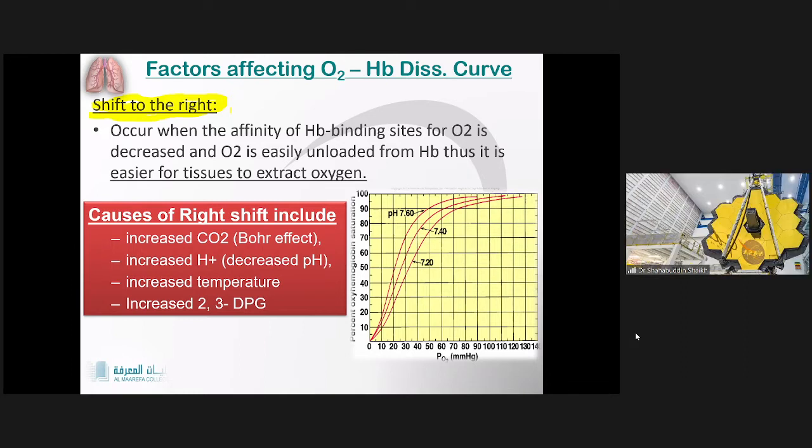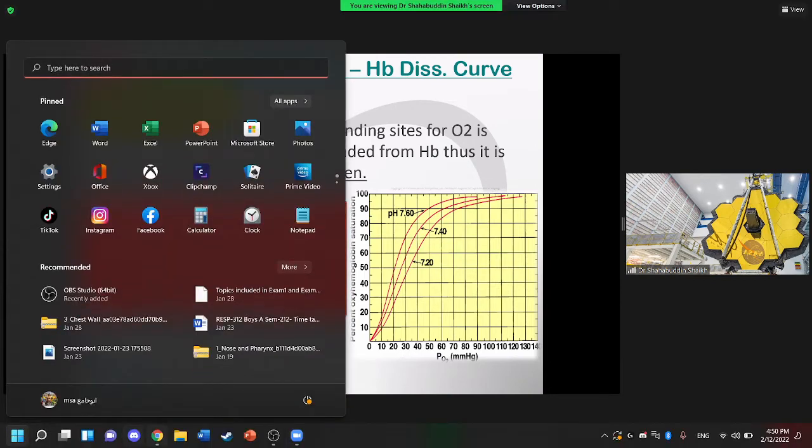Okay, very good. So let me repeat this for everybody. The meaning of curve shifting to right is that it is easier for the oxygen to go to tissues. Easier for the oxygen from blood or from hemoglobin to go to tissues. Second meaning is it is easier for tissues to take oxygen or extract oxygen. Another way to say that is it is easier for hemoglobin to release oxygen, give away oxygen, or unload oxygen.